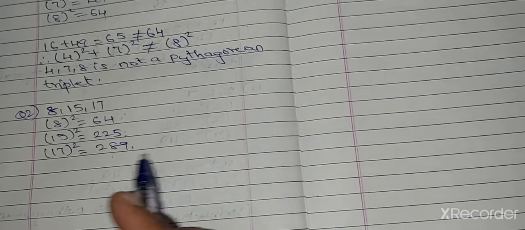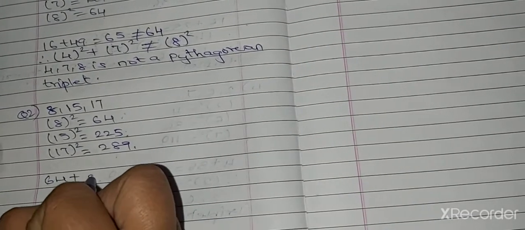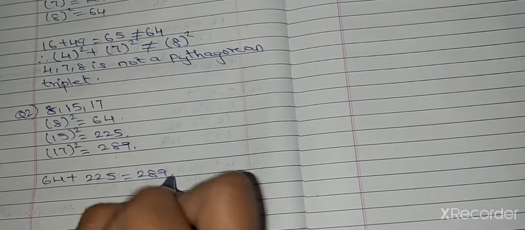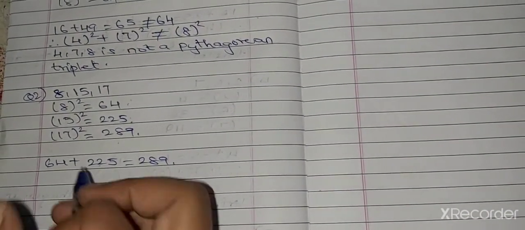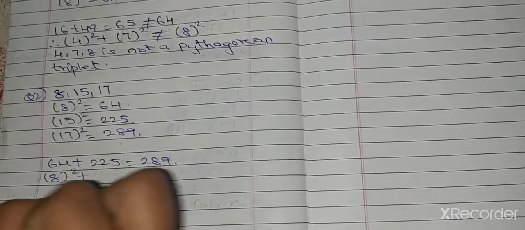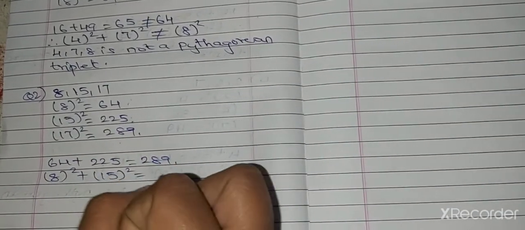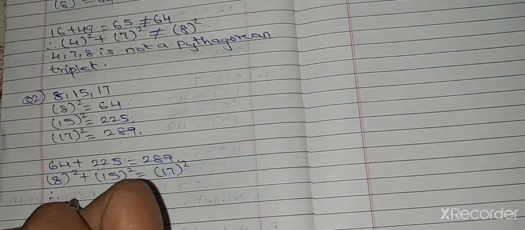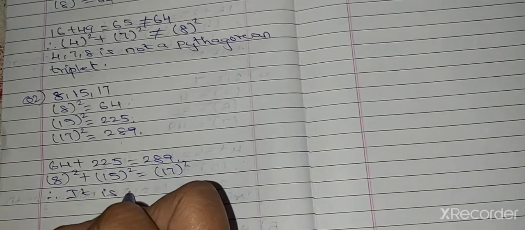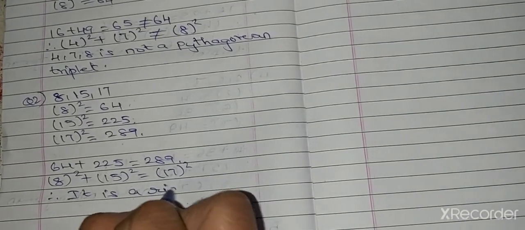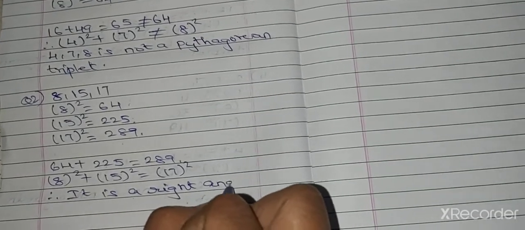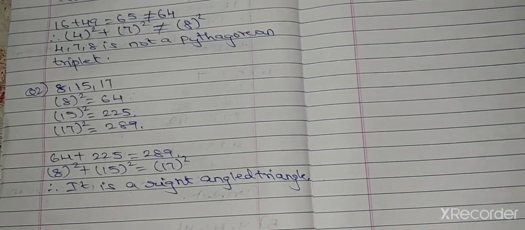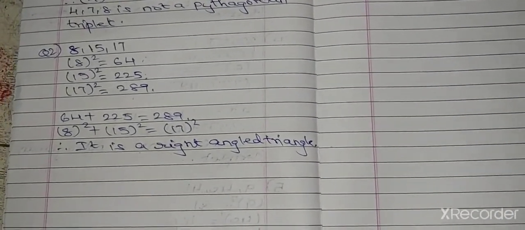triangle. So let's see. 64 plus 225 will give you how much? 289. So is it a right angle triangle? Yes, very good. So 8 square plus 15 square is equal to 17 square. Therefore, it is a right angle triangle. Understood?